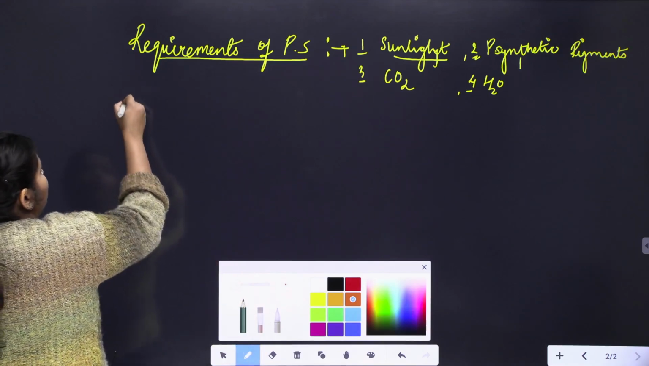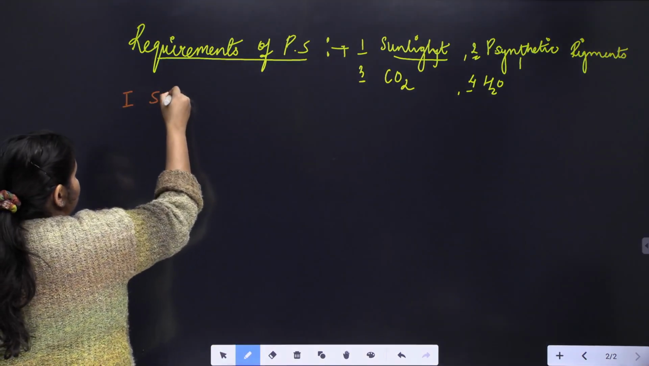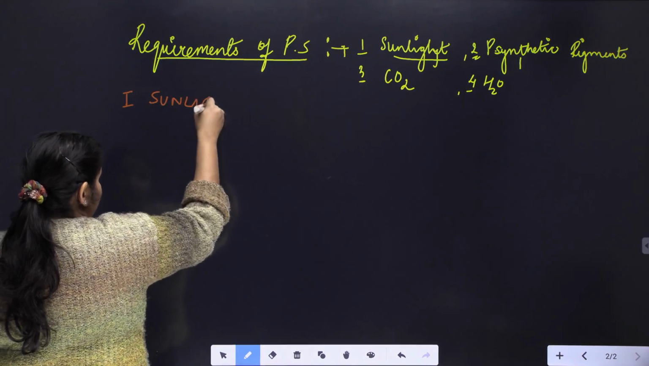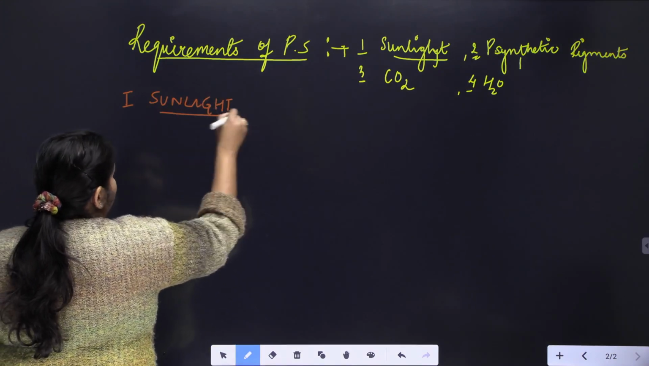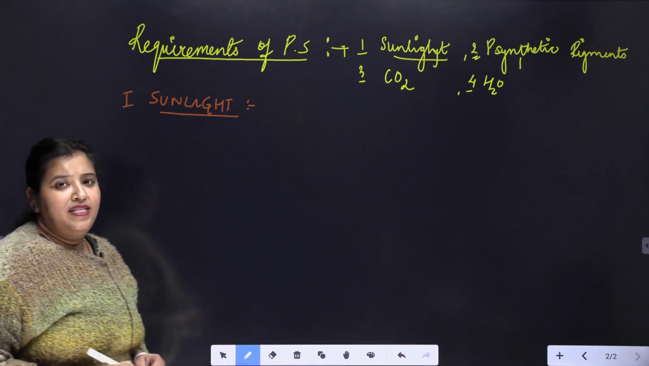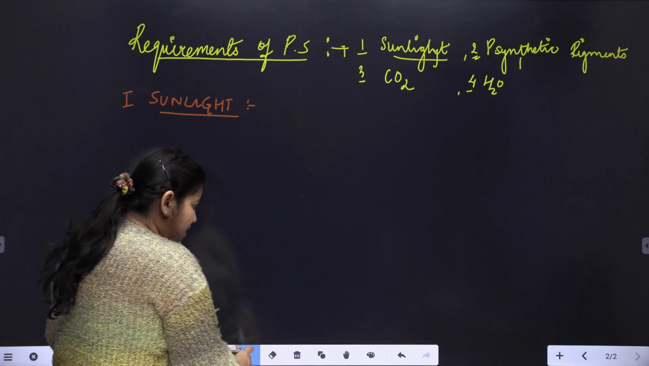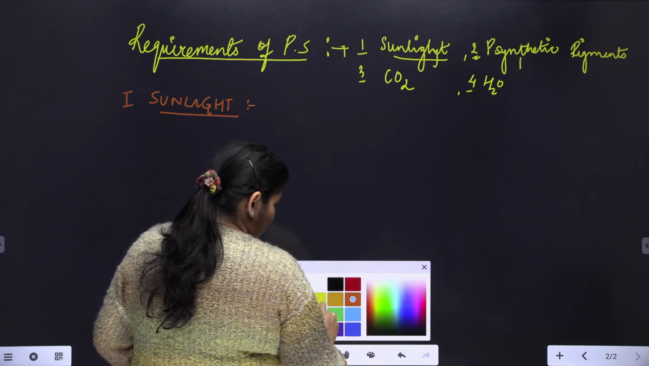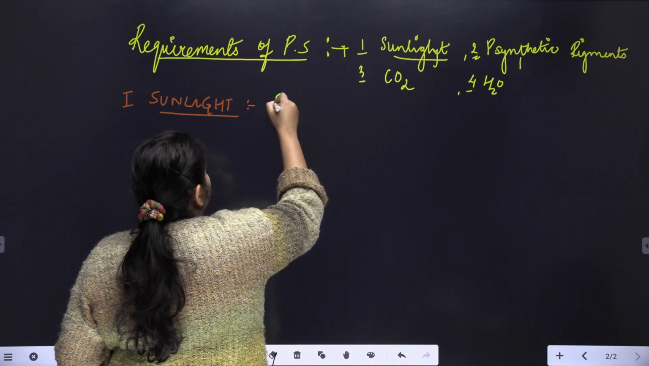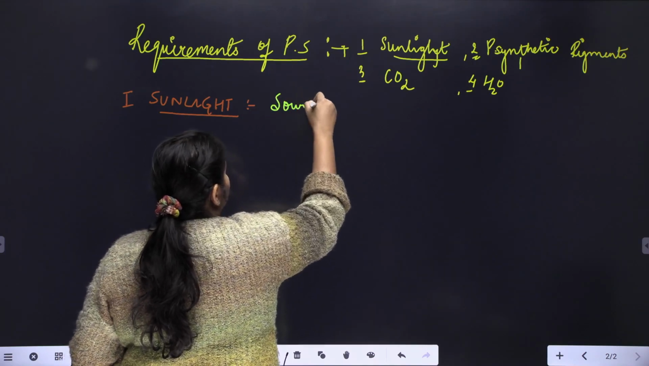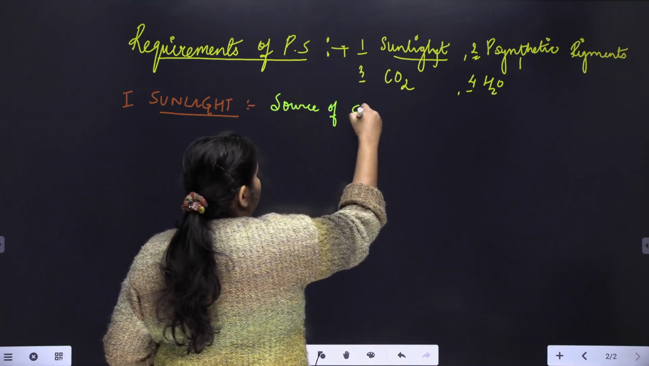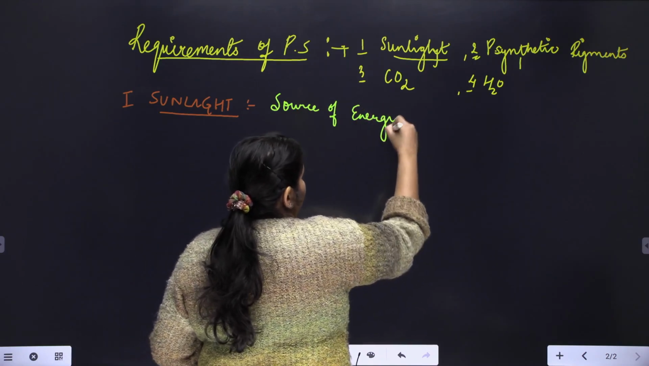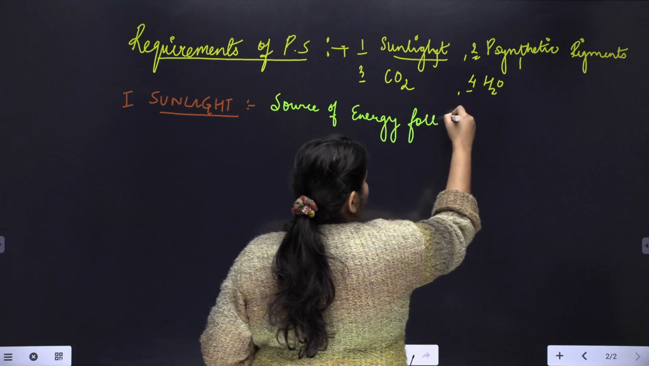So the first one is sunlight. Now, when I say the word sunlight means the source of energy for all living organisms.